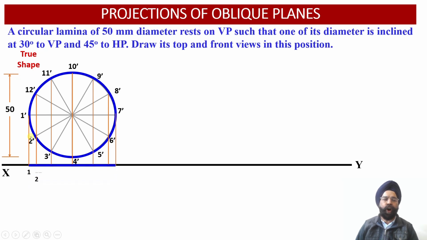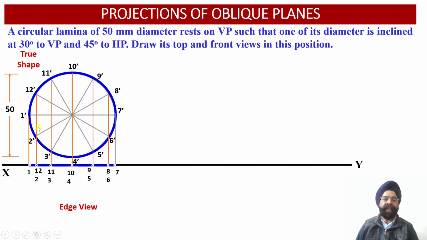So once we draw projections through these 12 points, we find that the top view projections of all of these 12 points will be lying on the XY reference line, and we can join points 1 and 7 in order to obtain the edge view projection of the circular lamina which is contained by the vertical plane.